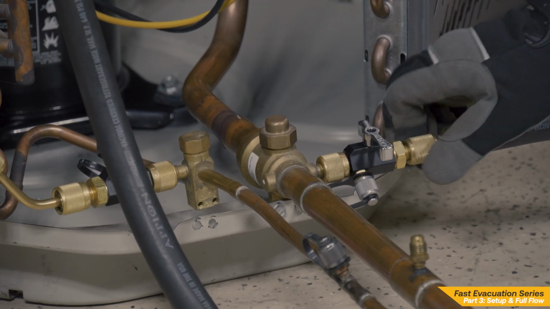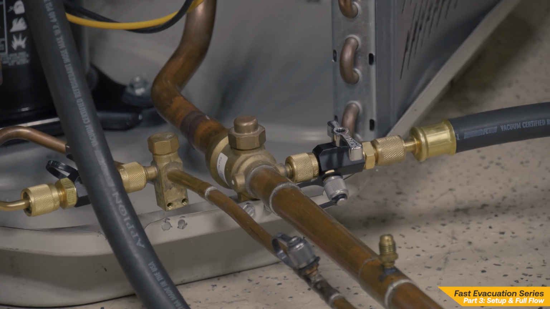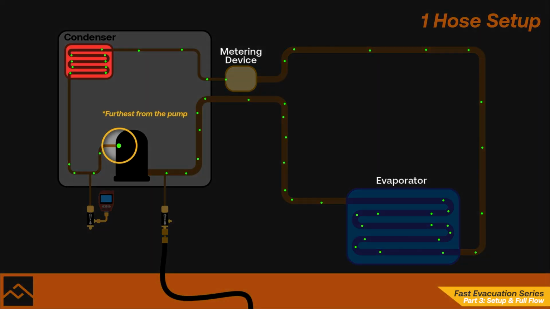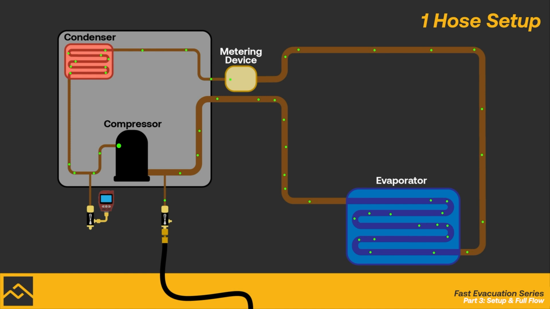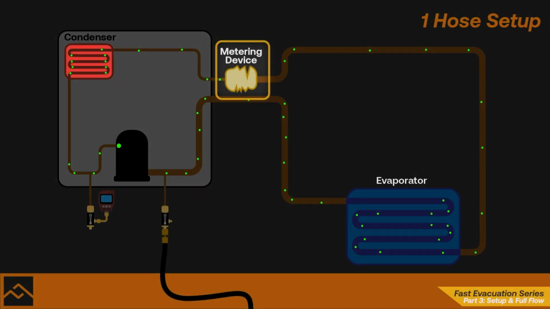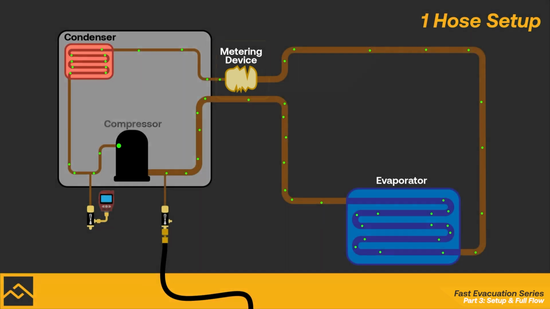When running a single hose setup, you are only able to pull a vacuum from one side of the system. This will take a significantly longer time due to the length of the line set some molecules have to travel, assuming that there is no damage to the system components. If the metering device is electronically controlled or damaged, there is a risk that the valve will shut, completely cutting off a large portion of the system.